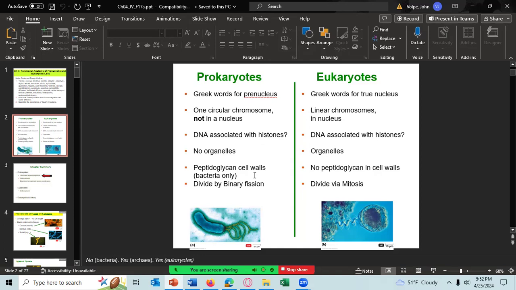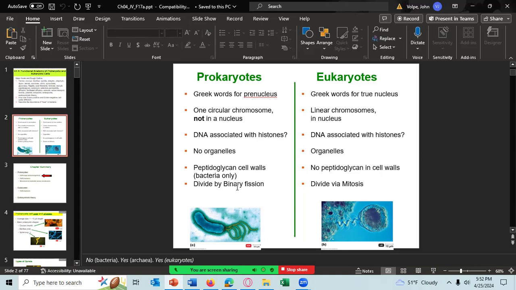If they have a cell wall, they have peptidoglycan in it. In eukaryotes, there is no peptidoglycan in the cell wall. And you'll note I mentioned bacteria only. The archaea do not have peptidoglycan.